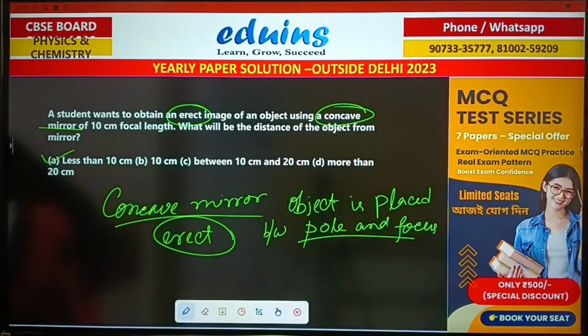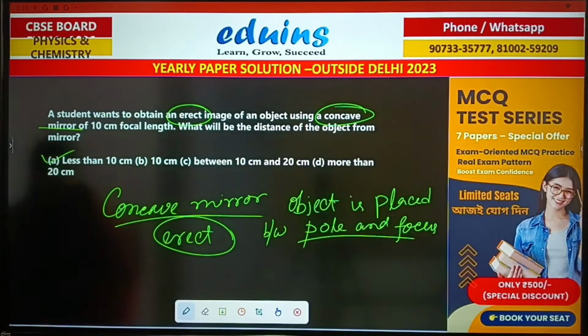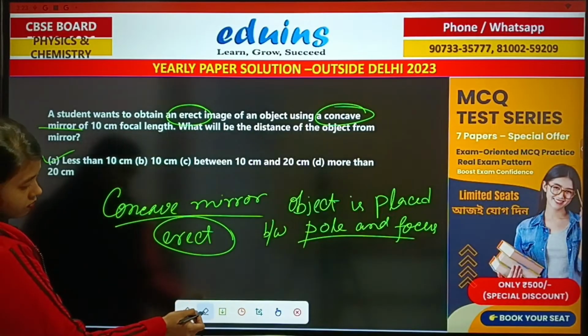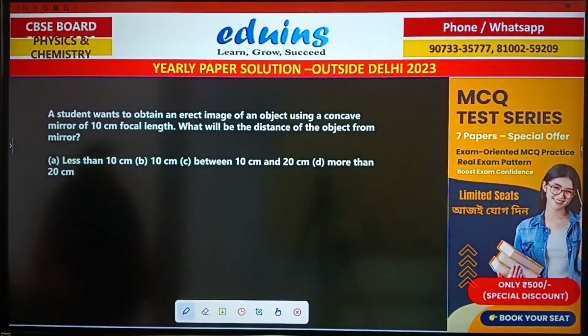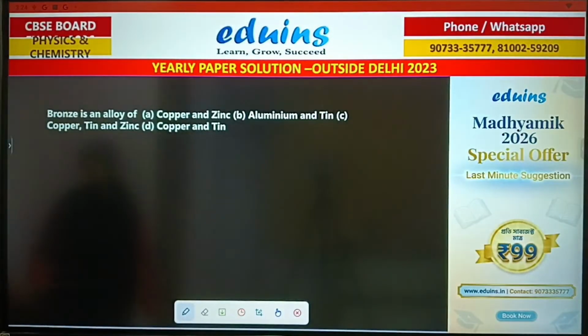Okay, so now I think you don't have any query. Okay, this is the physics part and this is the optics part. We all know that.